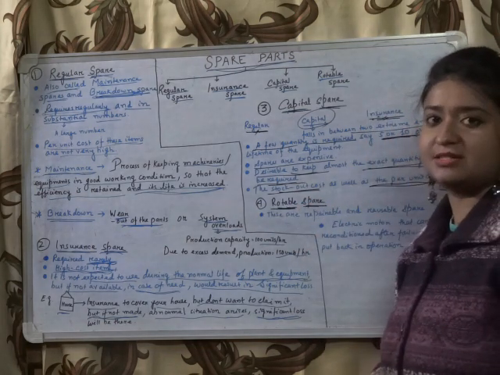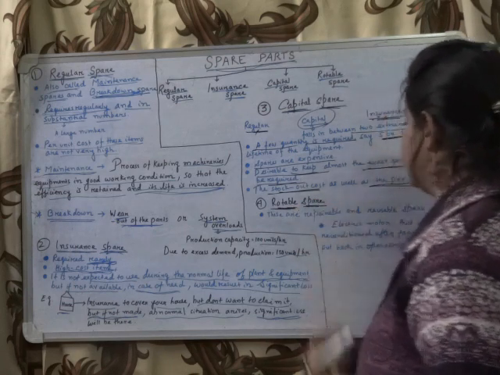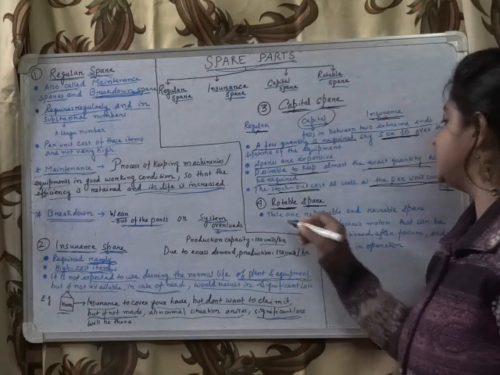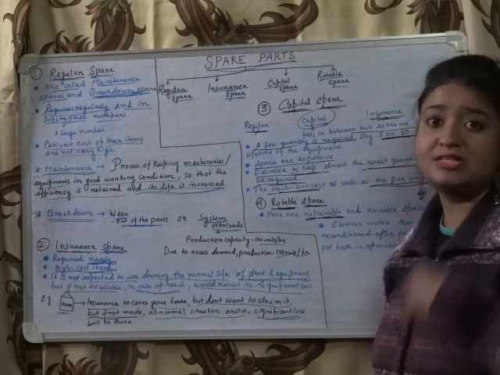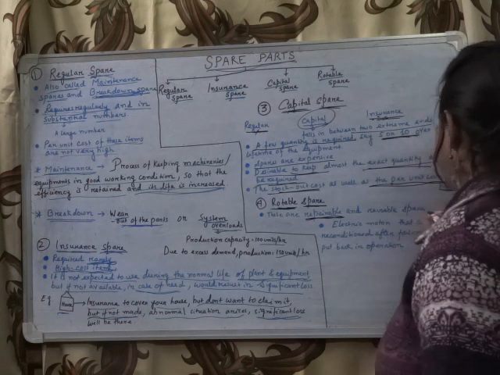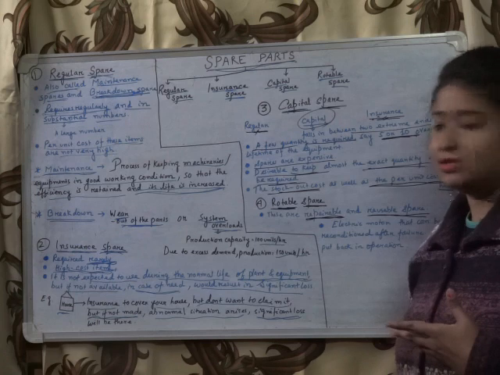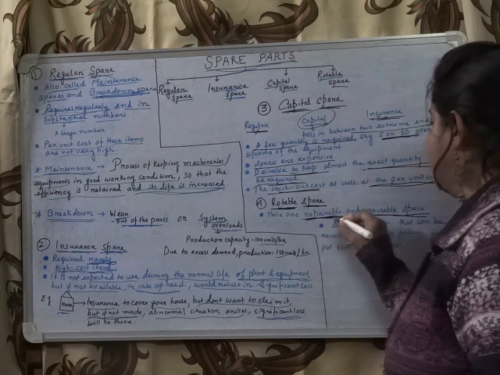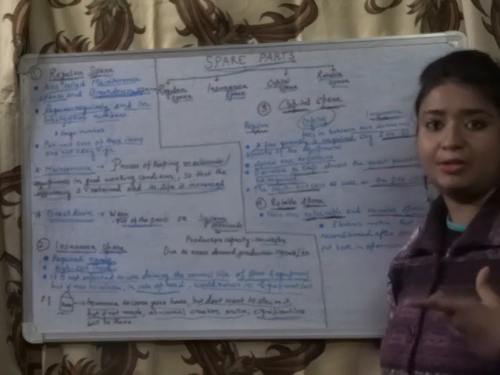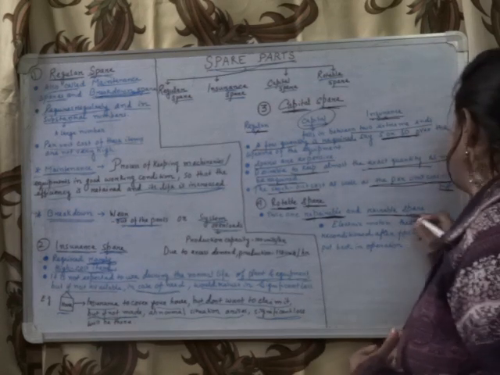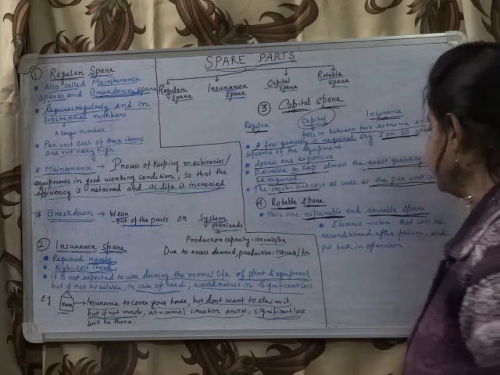Next is rotable spare. The name suggests its meaning. See, rotable, that can be rotated, or we can say these are repairable in nature. This can be repaired once it gets damaged, and it is a reusable spare, it can be reused again. So it is basically different from those spares. The spare itself can be repaired, the spare itself can be reused if it gets damaged, right?